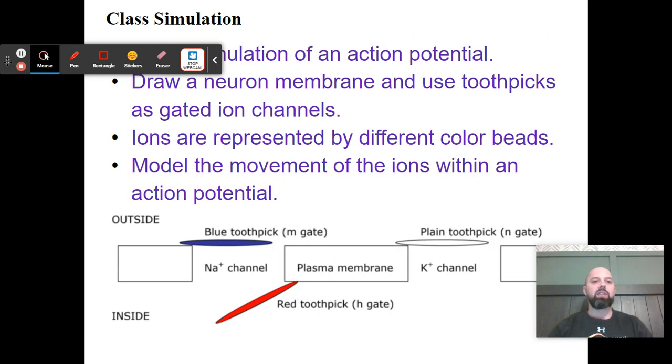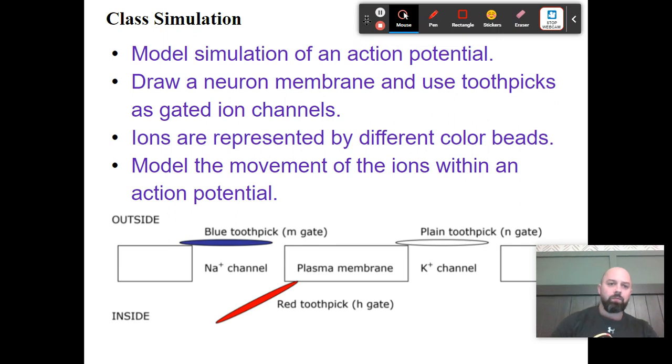In my class, I like to use a simulation to model this. So the class would draw a neuron membrane, and it would use toothpicks for their gated ion channels. So the toothpick is open or closed and allows ion movement or not. The ions are simulated by different color beads.